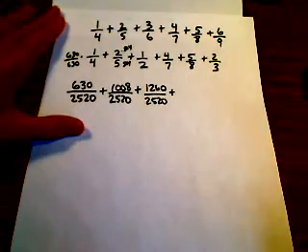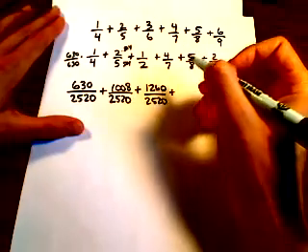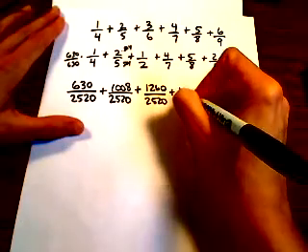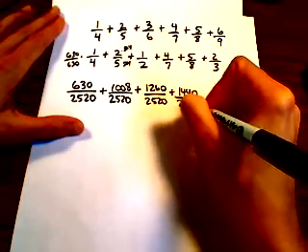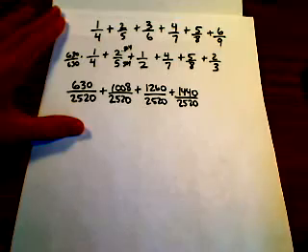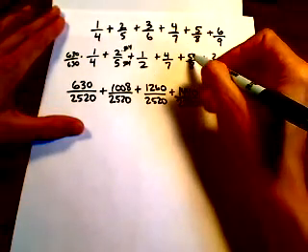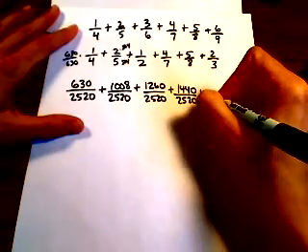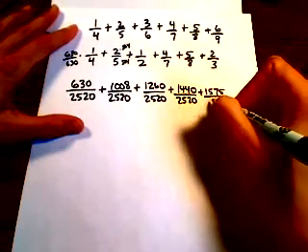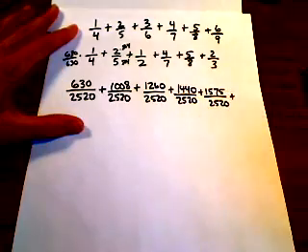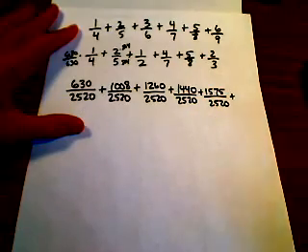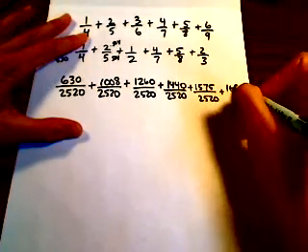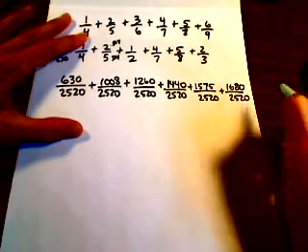And then 2520 divided by 7 is 360, so 360 times 4 is 1440 over 2520. 2520 divided by 8 is 315, so I'm multiplying 315 top and bottom here. So 315 times 5 is 1575 over 2520. And then 2520 divided by 3 is 840, so 840 times 2 is 1680 over 2520.